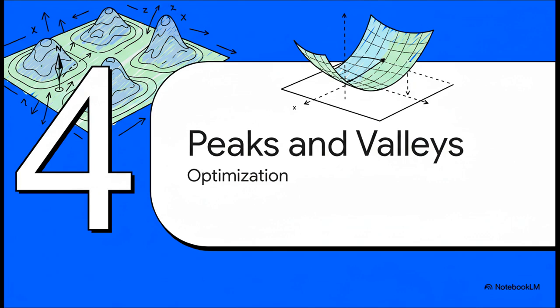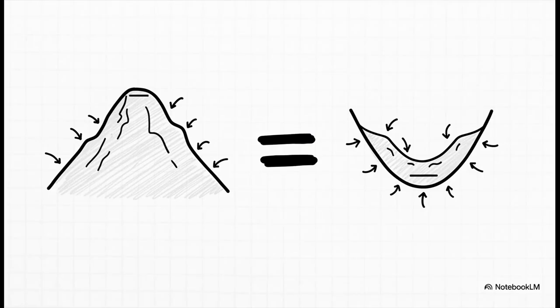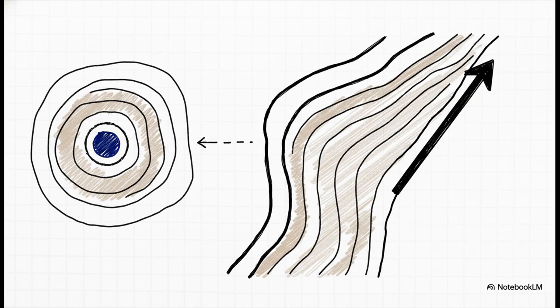So now that we have our map and we have our compass that always points uphill, we can finally tackle the main event, the ultimate goal of optimization, finding the highest peaks and the lowest valleys on our entire landscape. What's the one thing that the very top of a mountain peak and the very bottom of a valley have in common? Well, they're momentarily flat. If you're standing right at the summit, the ground is basically level in every direction, right before it starts to slope down again. So let's connect the dots.